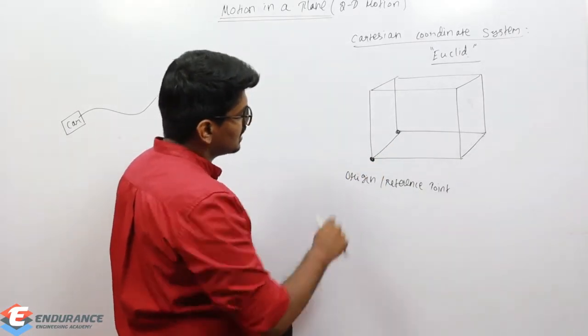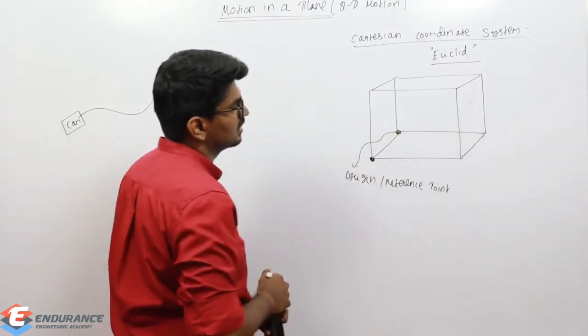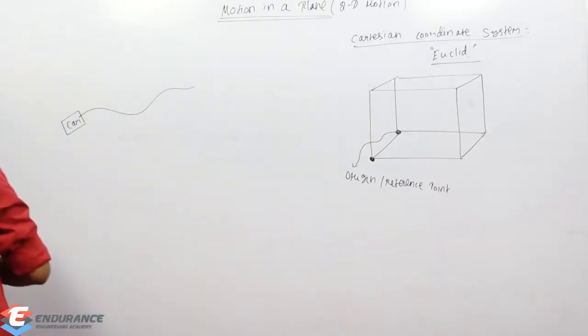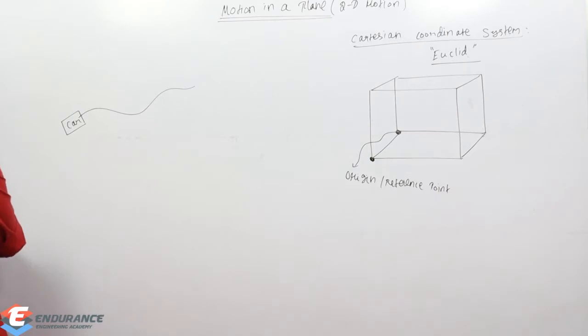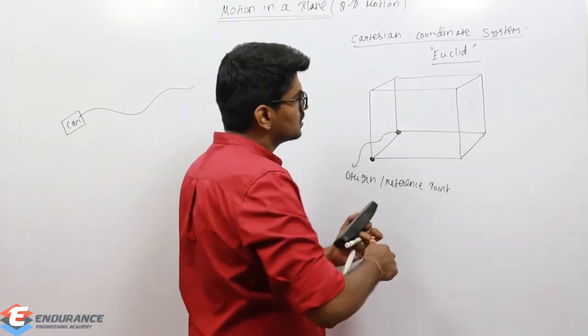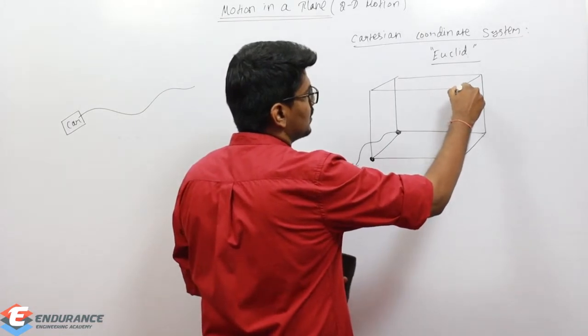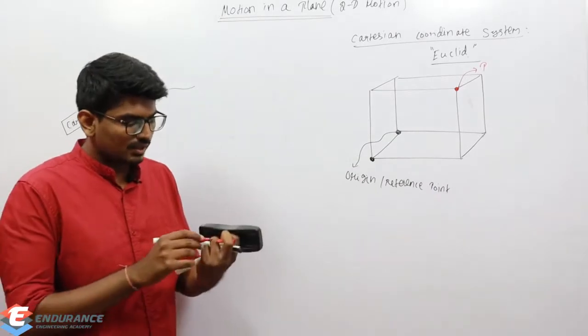And I'm going to take this as my origin, and any one of the corners should be taken as the particle. So this is my corner, I'm going to take this as the particle P. I hope it is clear.